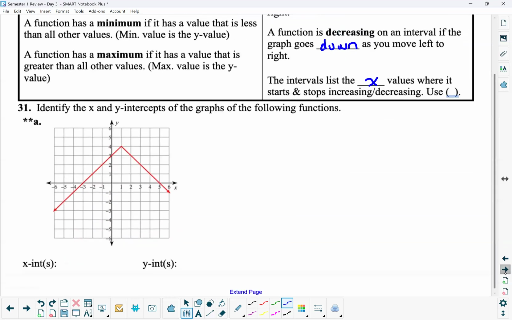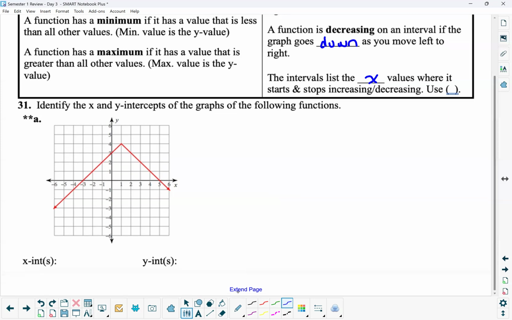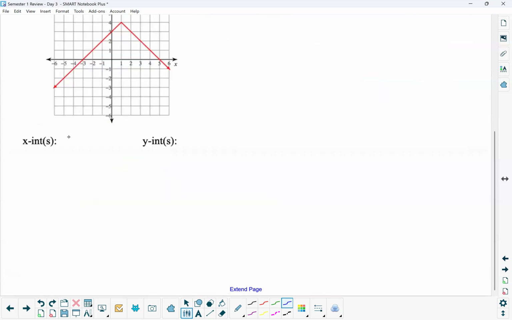So here we go. Number 31. Identify the x-intercepts and the y-intercepts of the graphs of the following function. So here we have an absolute value graph. X-intercepts, where it crosses the x-axis. -3, 0, and +5, 0. The y-intercept, 0, 3.